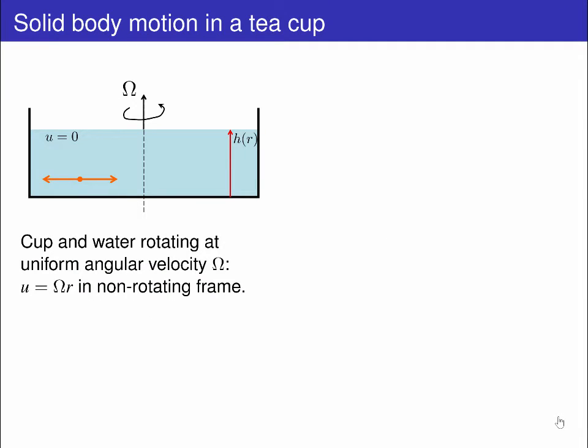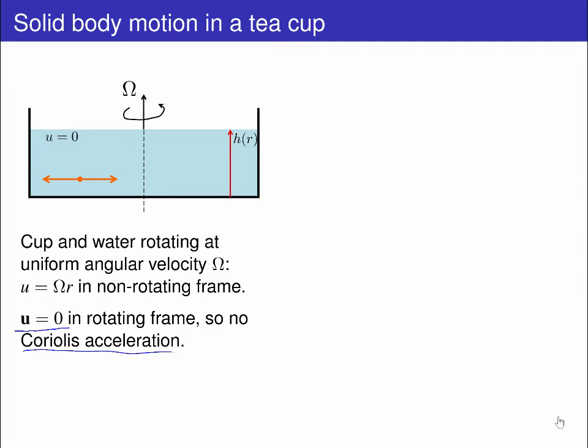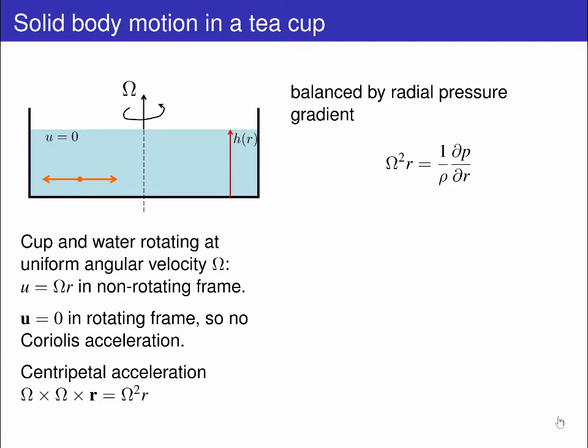Start by considering a teacup of water rotating at omega. The water is moving exactly with the cup, a state referred to as solid body rotation, so that in our inertial frame the velocity u is simply a function of radius, omega r. In the cup's reference frame, the water is at rest. Being at rest means that there is a balance of forces on the water.